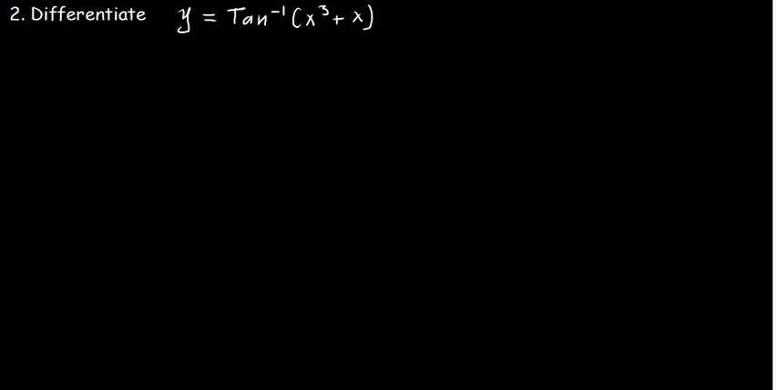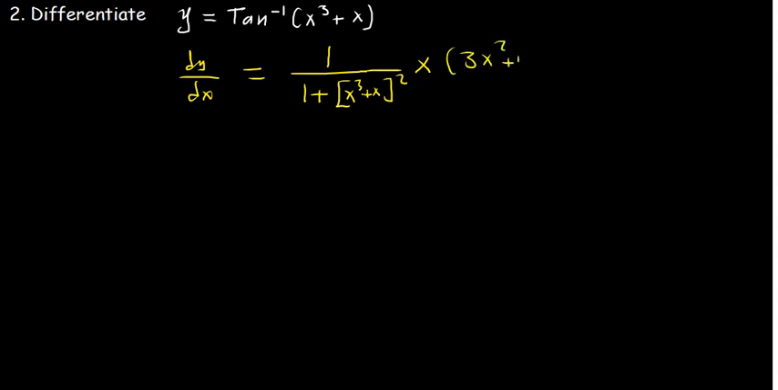Now differentiate y is equal to tan inverse of x to the power 3 plus x. The same dy over dx is going to be equal to the derivative for tan inverse. We saw that that is 1 divided by 1 plus, there was x here, x squared, but in this case x is x to the power 3 plus x. So this is what we are going to square after we finish that, and then we are going to multiply by the derivative of this part, and that is going to give us 3x squared plus 1.